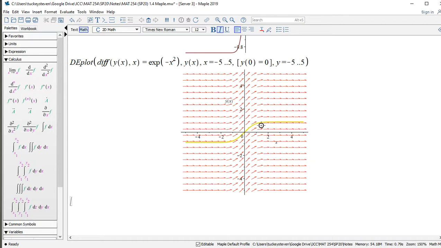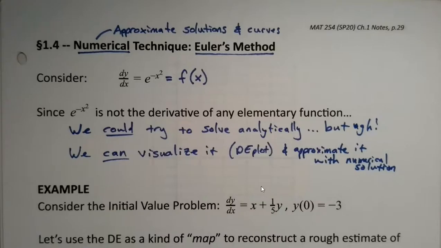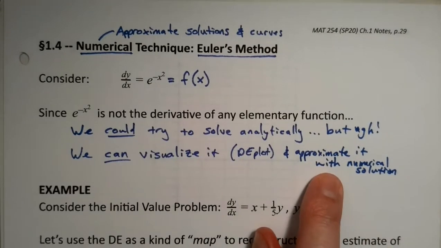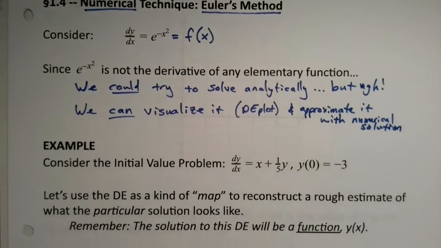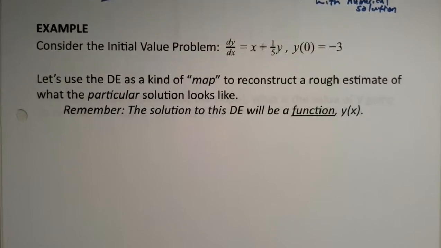Kind of eyeball it and say, well, it looks kind of like x equals almost 1, but the graph isn't very good for that. And so that's what I mean when I say we can visualize it with a DE plot, but we're going to approximate it with a numerical solution. And so what do I mean by a numerical solution? Well, it's really just a computer program that we're going to generate and then follow.